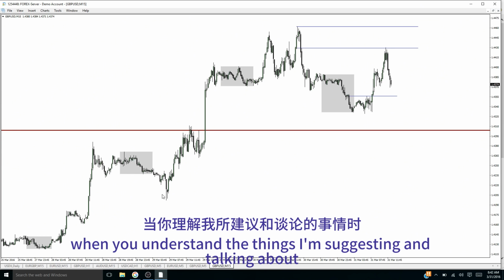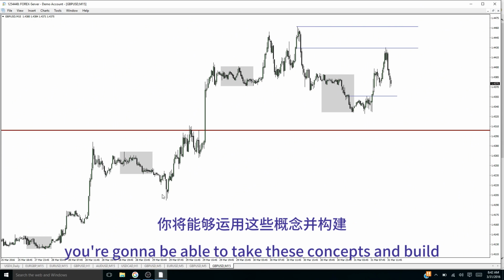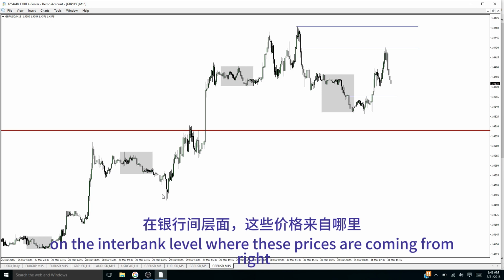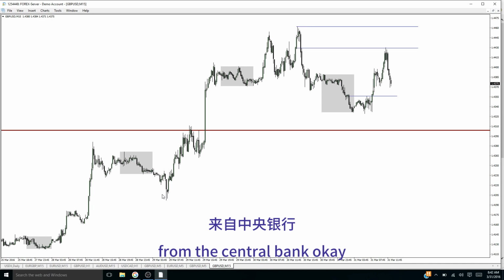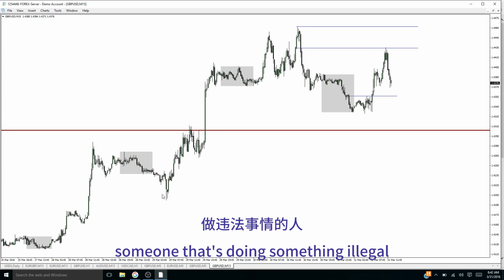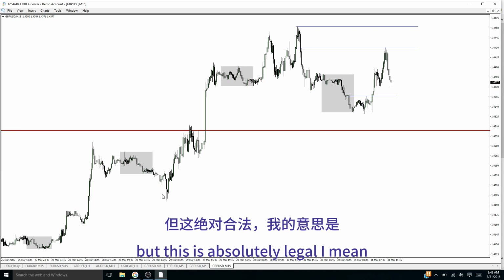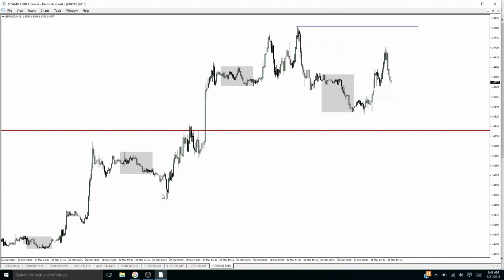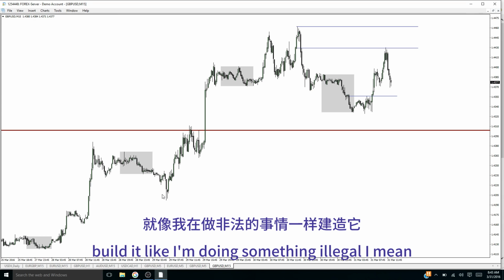When you understand the things I'm suggesting and talking about, you're going to be able to take these concepts and build the understanding of where the algos on the interbank level, where these prices are coming from, right from the central bank. It's kind of like hacking the central bank. It really is. I hate to say it like that and sound like someone that's doing something illegal, but this is absolutely legal.